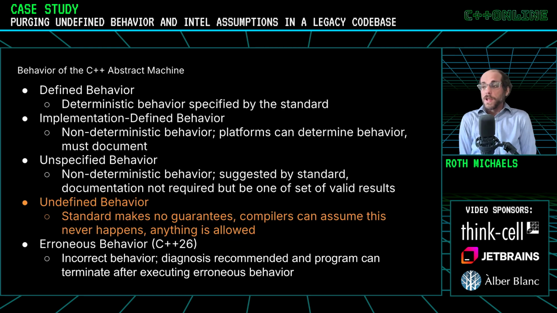So there's the defined behavior. This is the deterministic part of the abstract machine. And then you can have implementation defined behavior. And so this is non-deterministic behavior, like what's the size of an int? What's the size of a long? Is char signed? And platforms can choose this.